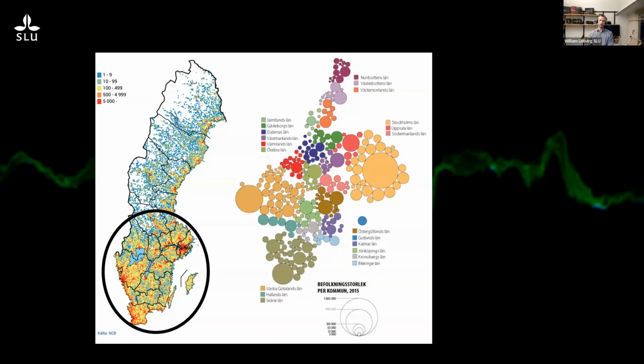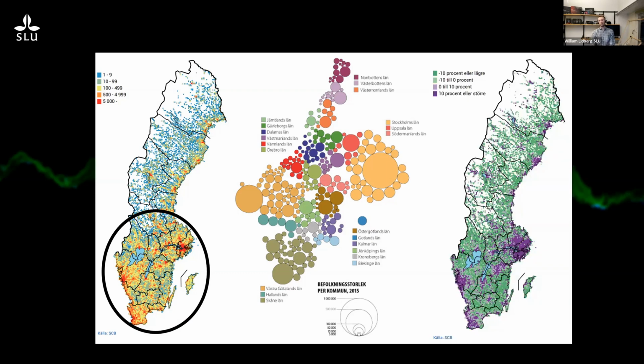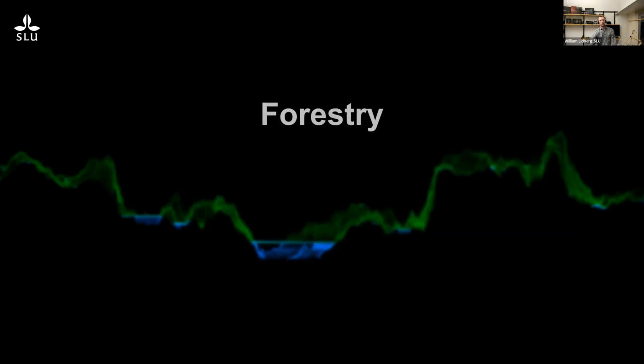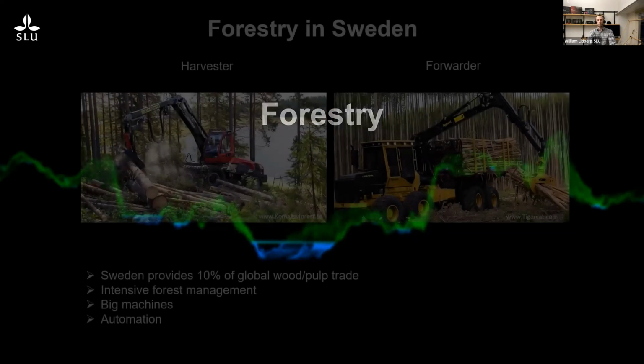This is another way to represent the distribution of people in Sweden. And you can see that the northern counties have quite small population compared to the southern half. And then this is a cool map of the redistribution of people since I was born, so back in the 1980s. Essentially, people have been moving from the green areas to the purple areas. And this is a trend that has been going on for quite a while now, and it's still continuing. And this has some implications for forestry as well.